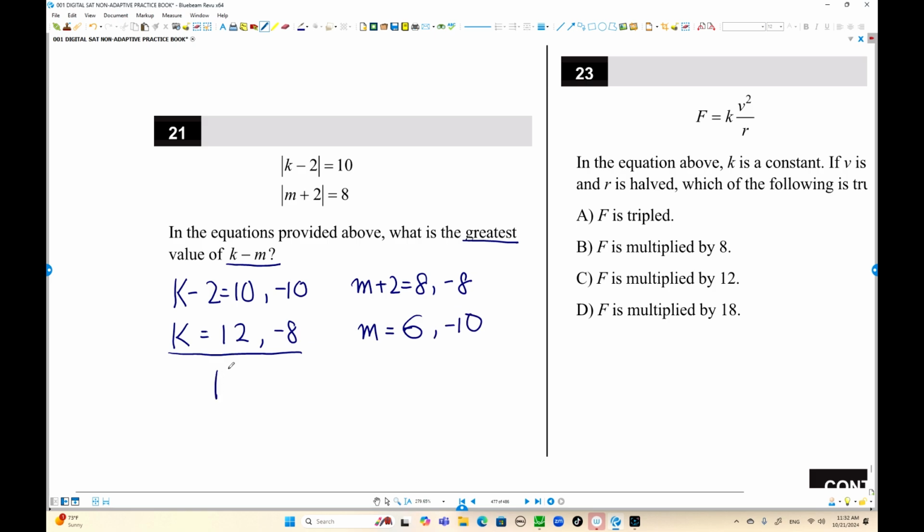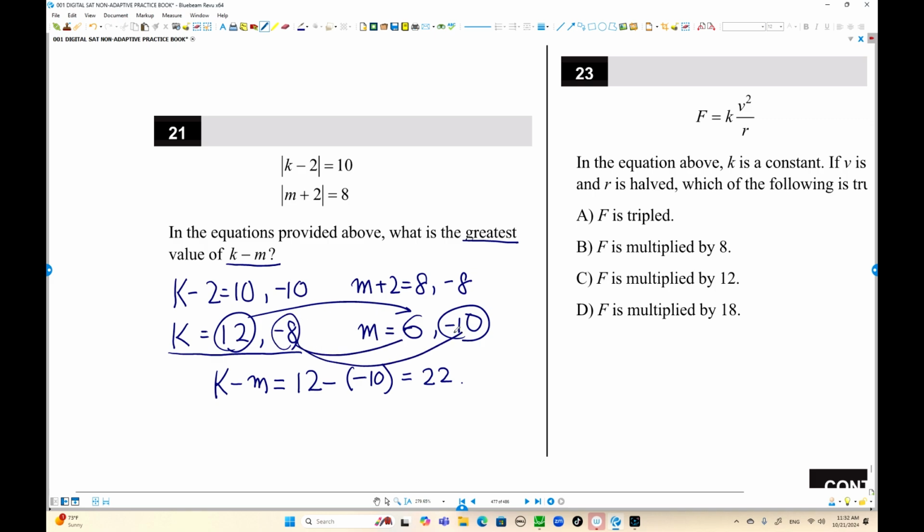So which one? k minus m, greatest one. Okay, largest of k, 12, minus smallest of m, negative 10. That's going to give the greatest value of this one, okay? So 22 is the answer, okay? If we just take it this way, 12 minus 6 is only 6. Negative 8 minus 6 is negative 14. Negative 8 minus negative 10 is positive 2, right? Yeah, this number is the greatest value.